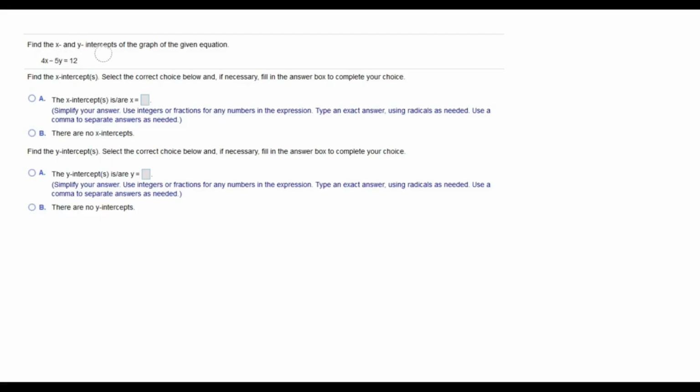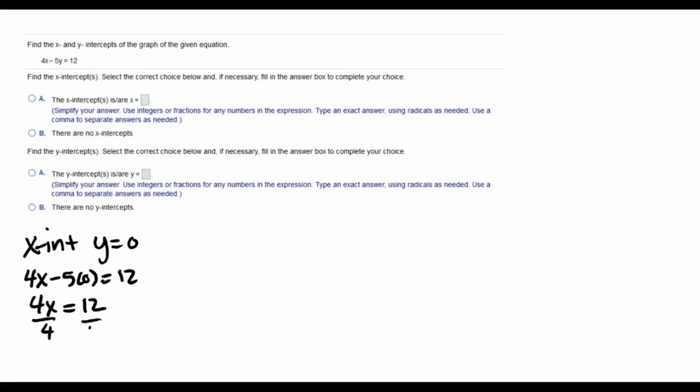Find the x and y intercepts of the graph of the given equation, 4x minus 5y equals 12. So we're going to find an x-intercept by letting y equal 0. So that's 4x minus 5 times 0 equals 12. 4x equals 12, divide by 4, and x equals 3.